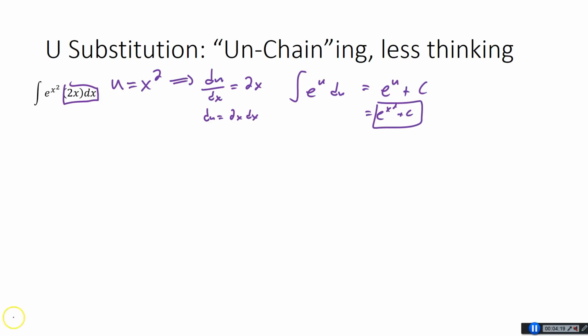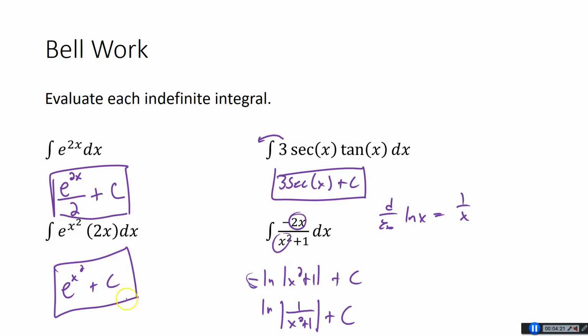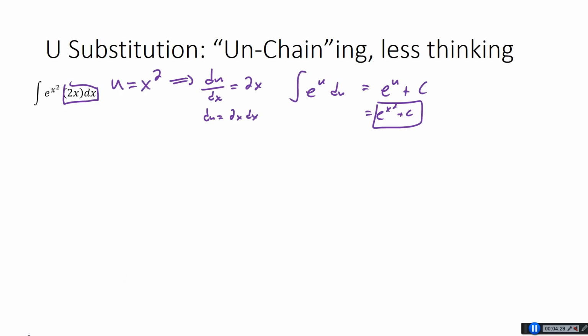Notice we got the exact same answer. We got e to the x squared plus c. And some of you might be out there saying, yeah, I could have done that without having to do this whole u thing. I can just look at it and think about it. I agree. We're going to get to somewhere it's going to be more complicated. I want to start with something that wasn't too bad.